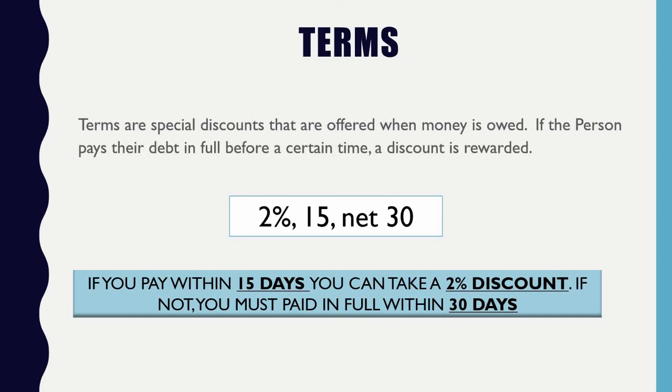And for this case, I gave you an example here where it's going to be 2%, 15, net 30. And that's exactly how you read it. 2%, 15, net 30. And what does that really mean? Broken down, if you pay within the first 15 days, you will receive a 2% discount. If not, you will pay in full in 30 days. So again, if you pay within the first 15 days, you will receive a 2% discount. If not, you will have to pay in full in 30 days.